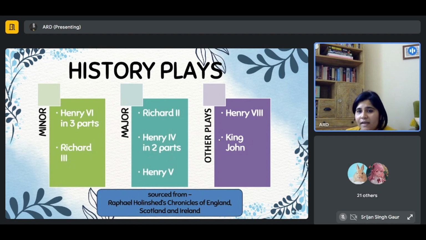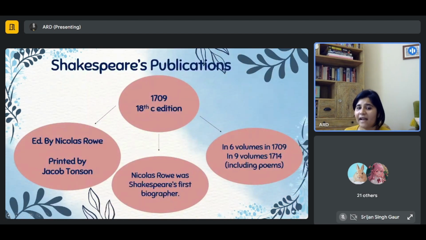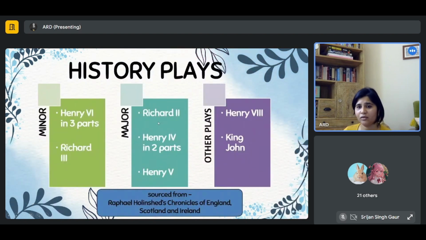So let's come to history plays. See, there is nothing in this. It is fact mugging. There is no other way. We have to go over it again and again and revise, and that's how we will be able to remember. So history plays. These are his history plays, and they are the minor tetralogy and major tetralogy. So history plays are sourced from Holinshed's Chronicle.